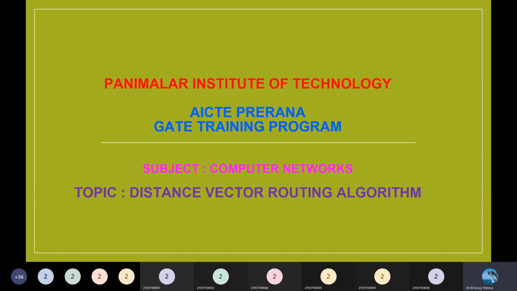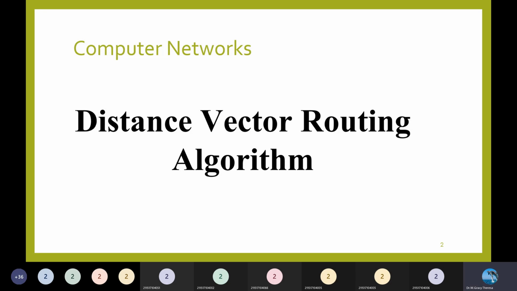As I said, the network layer is involved in transferring the packet between the source and destination. For this transmission of data packets, we have various connecting devices that help. We all know that the most important connecting device is the router. It takes a major role in transferring the data packet between the source and destination. So, the topic is the distance vector routing algorithm.